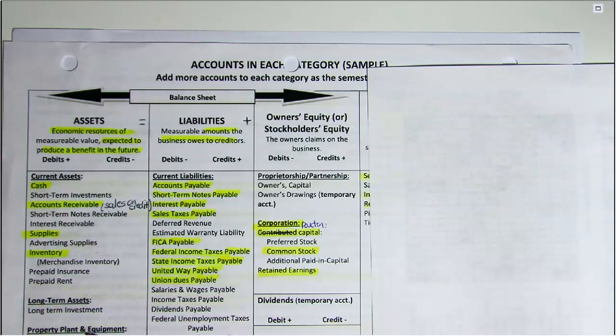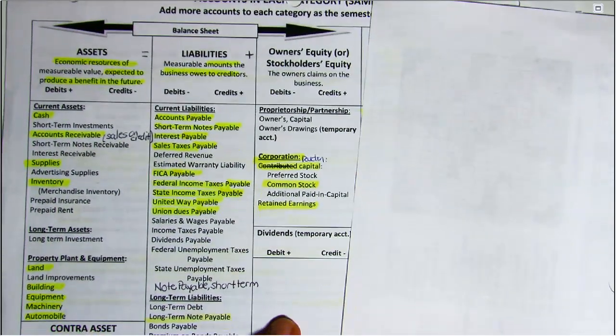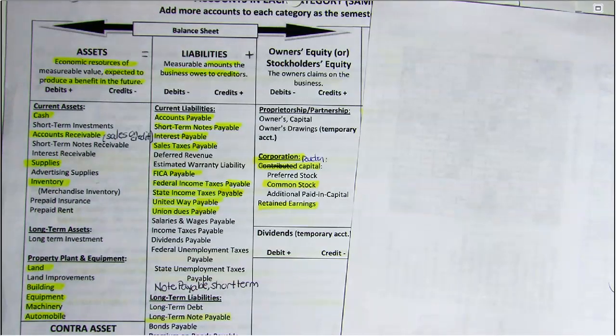For example, land that you might own. We'll come back to land improvements. You might own a building. You might own equipment like computers, or it could be machinery that manufactures things. There's a category for machinery here, and automobiles or vans or trucks. These are all economic resources that you're going to use that will help produce a benefit in the future, usually helping you make profit for the company. I'm sorry, I just realized you couldn't see land, building, equipment, machinery, and automobile.